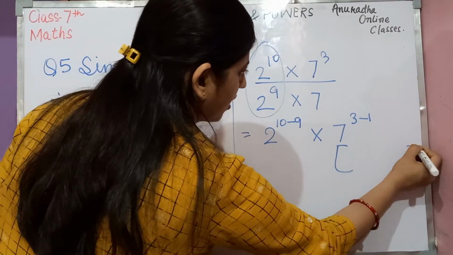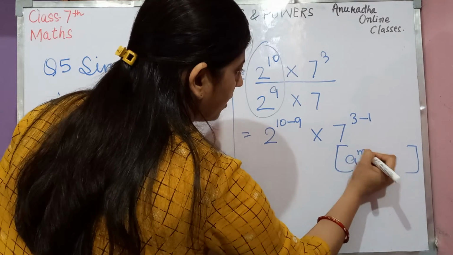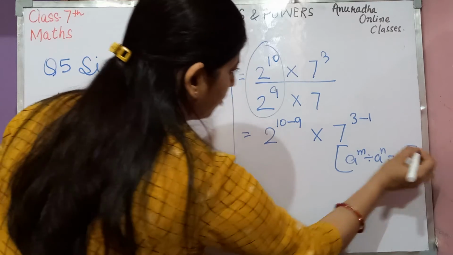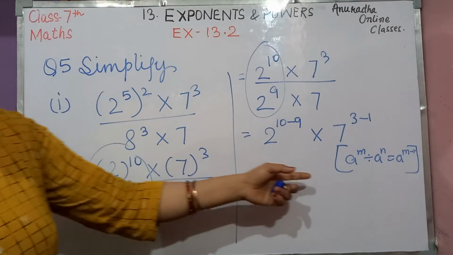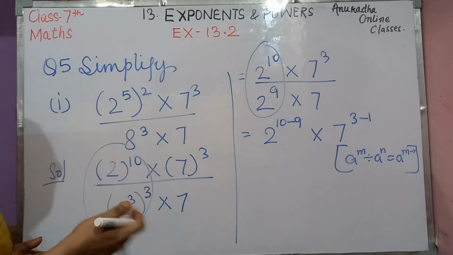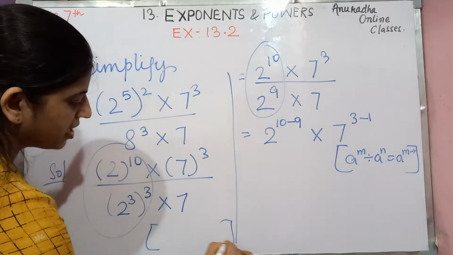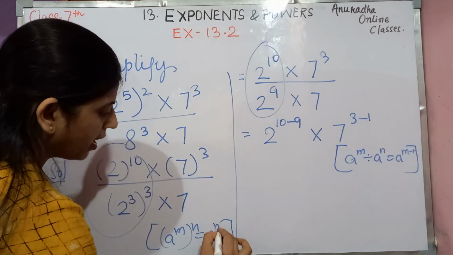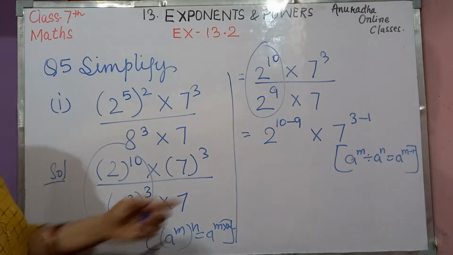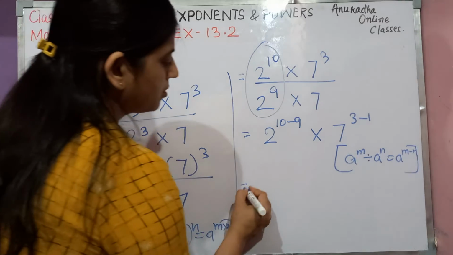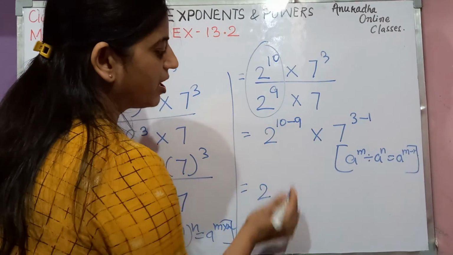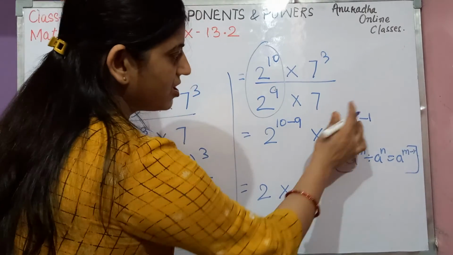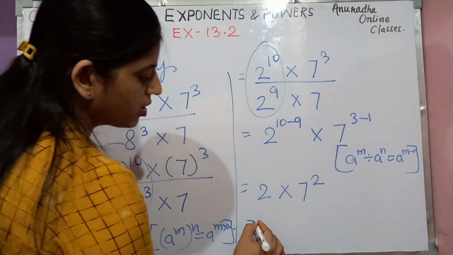So in bracket write down a^m divided by a^n equals a^(m-n). Always you have to write the law. Okay. Then here also the law is used, that is (a^m)^n is equal to a^(m×n). You have to write it. Okay. Next is what? This is 2 raised to the power 10 minus 9 is 1. No need to write 1, into 7 raised to the power what? 2.